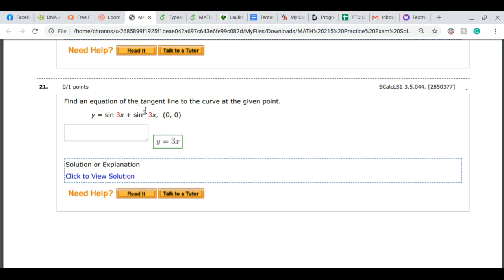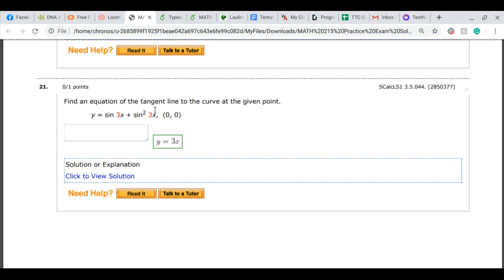We differentiate this. The outside function now is squaring. 2 comes down, 2 times sine of 3x, now times the derivative of sine of 3x, which we found was cosine of 3x times 3. But when you plug in x equal to 0 here, sine of 0 is 0. So 0 times anything is 0. It doesn't matter what cosine of 3x is for this second term. So we get 0. Therefore, the derivative of this function at x equal to 0 is 3.